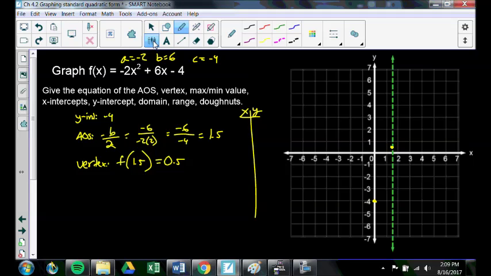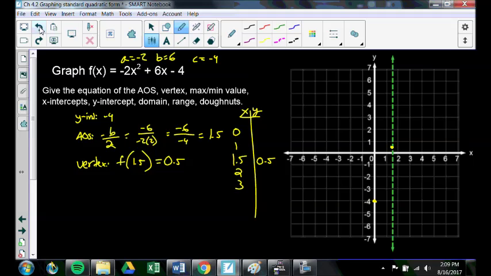So now I'm going to make a table, and in this table I'm going to put the vertex in the middle, 1.5 comma 0.5. I said to go up and down by the same amount, but what that really means is always be the same distance from the vertex. So here I went like half a unit, and then 1.5 units, 1.5 units, and that's fine. If your AOS isn't a whole number or a half of a number, it's not going to be quite as pretty, and we'll just cross that bridge when we get there.